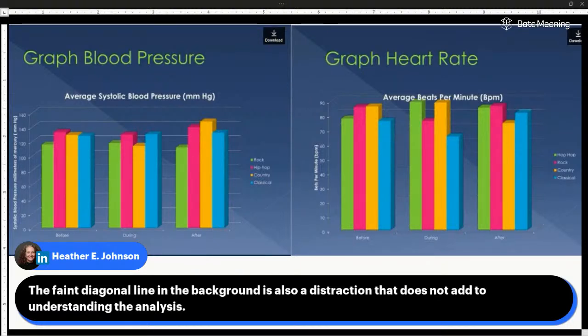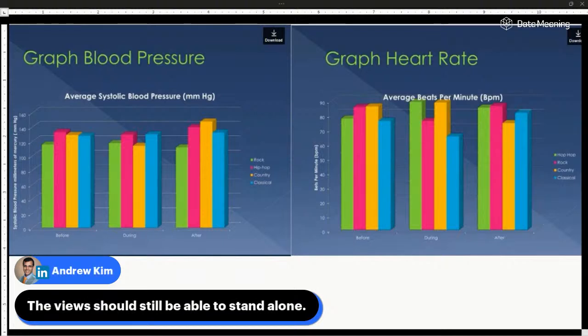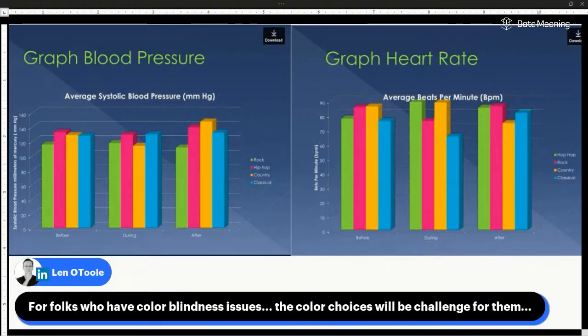Right. Okay. So Heather Johnson says the faint diagonal line in the background is also a distraction that does not add to understanding of the analysis. Correct, because it's kind of like a 3D chart. It's so confusing. And Andrew said the visuals should still be able to stand alone. And he said that it needs a red title. Len says for folks with blindness issues, the color choices will be a challenge. Yes, definitely. This is a rainbow.